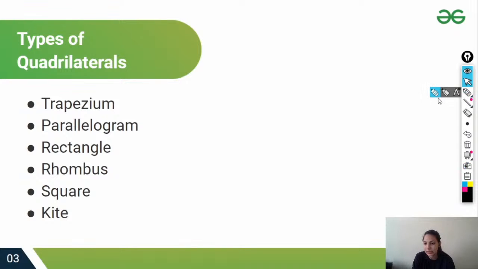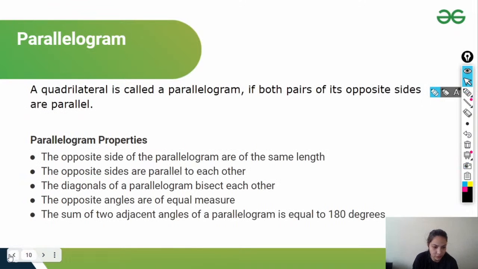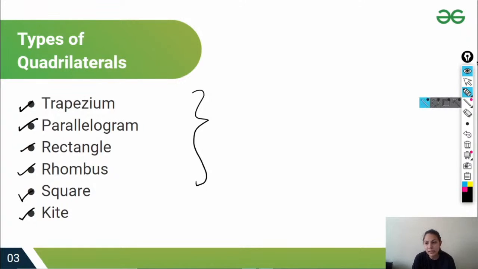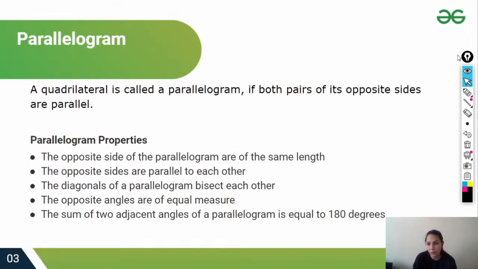Now let's see. So there are basically multiple types of quadrilaterals honge, but most importantly there are six types of quadrilateral. That is trapezium, parallelogram, rectangle you all have heard, rhombus, square you also have heard, and kite. Now inmein se kuch quadrilaterals you have heard aur kuch aapne nahi sune honge, but we are going to cover each and every quadrilateral and its property today. So let's start with our parallelogram.